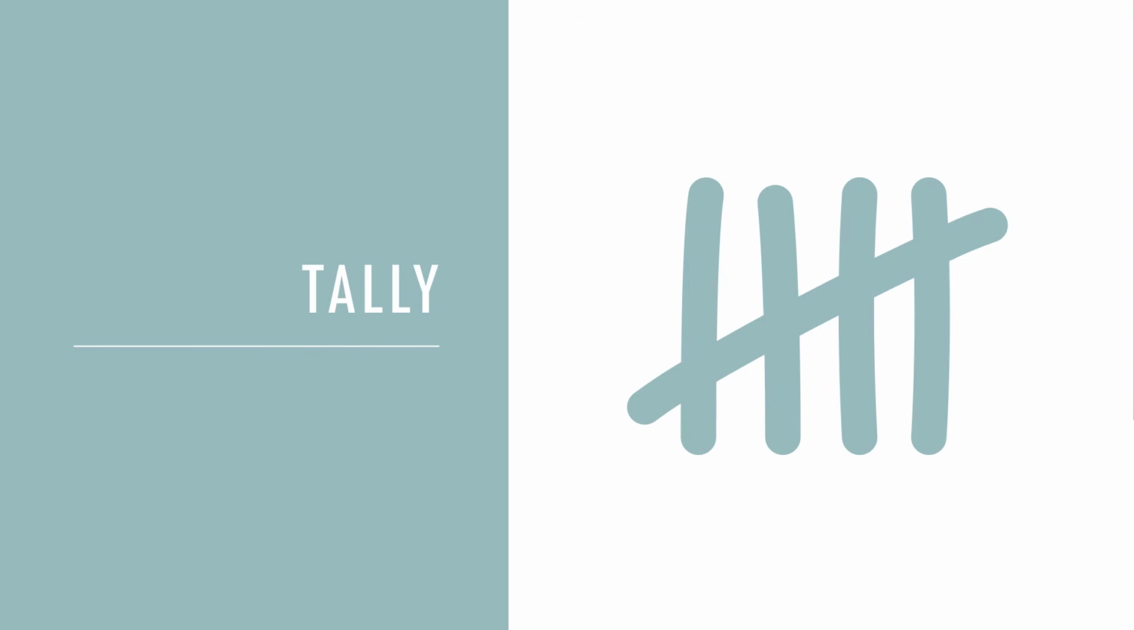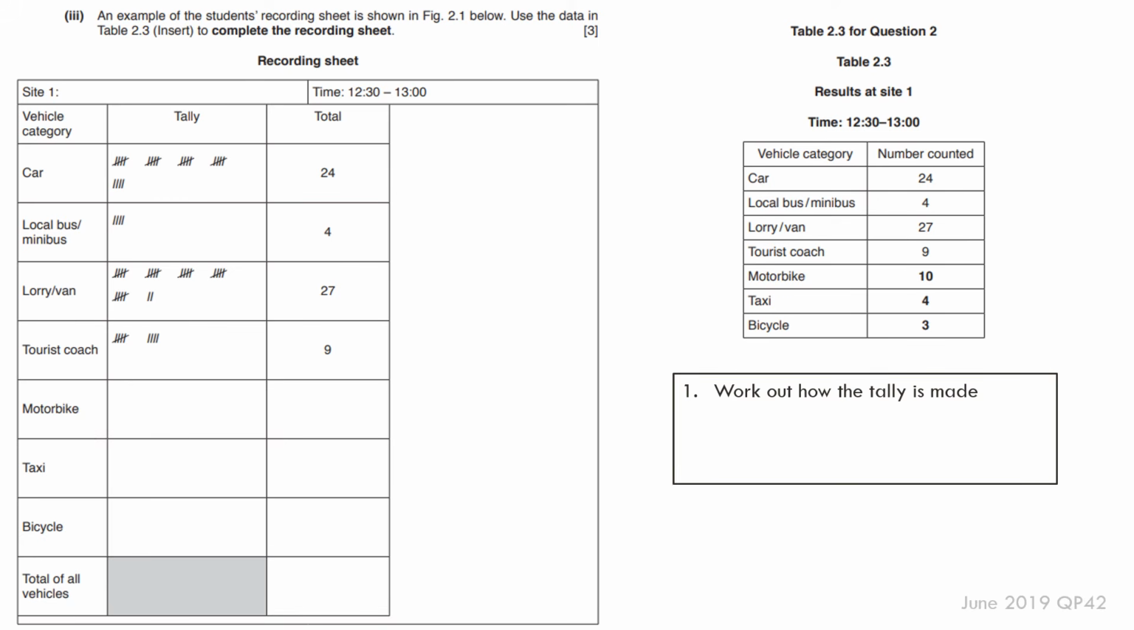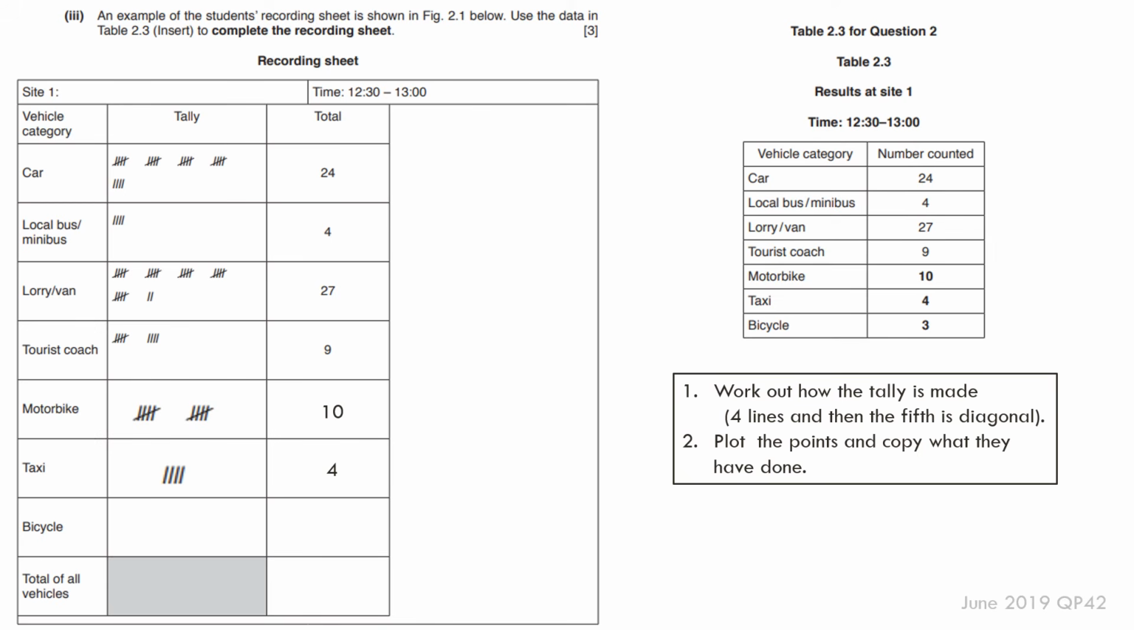The final method is the tally. Again, really simple skill, number of dashes, and then you draw a bar to close the gate, or however you look at it. So you draw 4 dashes and then a diagonal one going across for every 5. So here, you work out how the tally is made. Okay, 4 lines and the 5th is diagonal in this particular case. And then you plot the points and copy what they have done. So for the motorbike, I'm going to do 10. For taxi, it's going to be 4. And for bicycle, it's going to be 3. And that's it.